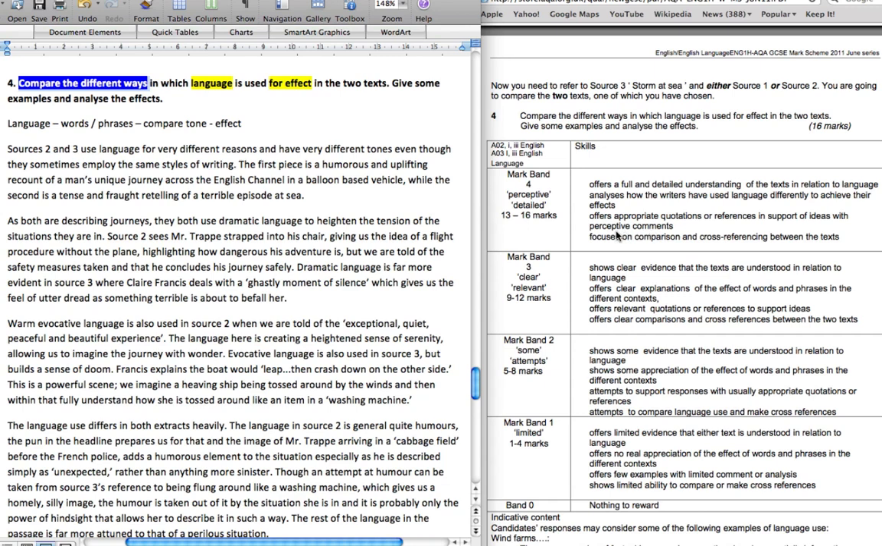Perceptive, like we've said, means very detailed. You're taking it further than people normally would. And appropriate quotations mean you're picking out the best ones, or at least ones that are very, very relevant. Focuses on comparison. So here, look, it focuses on comparison. The other grade descriptors say offers clear, attempts to, shows limited. But this one is focuses on comparison. So you have to compare a lot to get an A star.